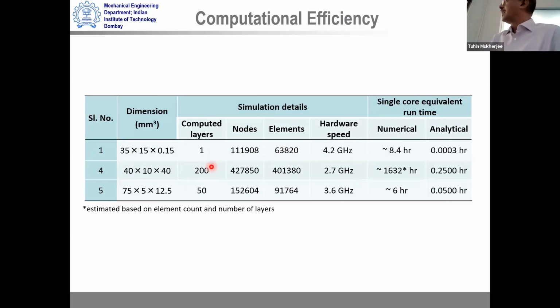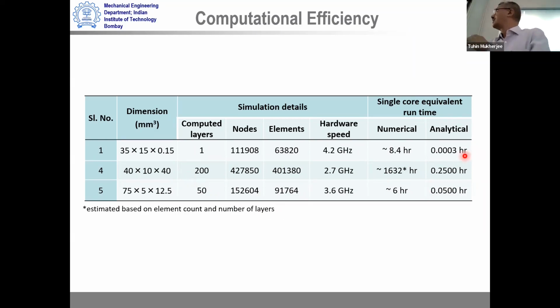If we see a typical computed layer with so many nodes and elements, with a desktop or something closer to a better computational machine, if we can think of, it takes nearly 8.4 hours. Analytical model takes this much of time because it is doing only a simple Excel-based calculation, nothing else. It's already there. It's just compensating, just equilibrating the calculation, forces and moment. A 200 layer, it takes around 1600 hours. It takes 0.25 hours.